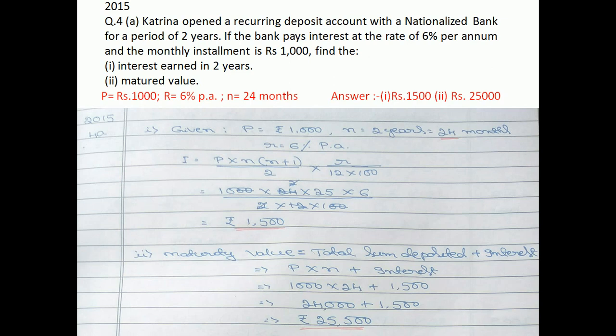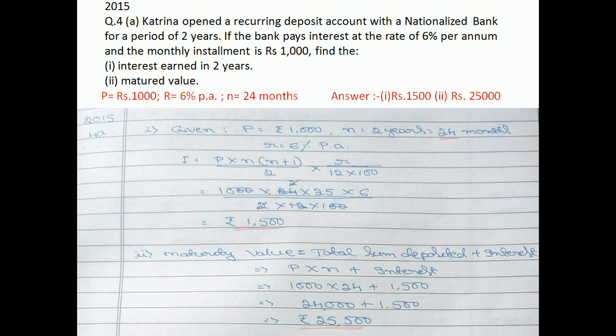A simple question, a 2015 question. If you observe here, the question number is 4A, which means it is a compulsory question in the board. Usually we get one compulsory question in board exams for 3 marks. So it is very, very important to know this chapter. You can't miss this chapter.